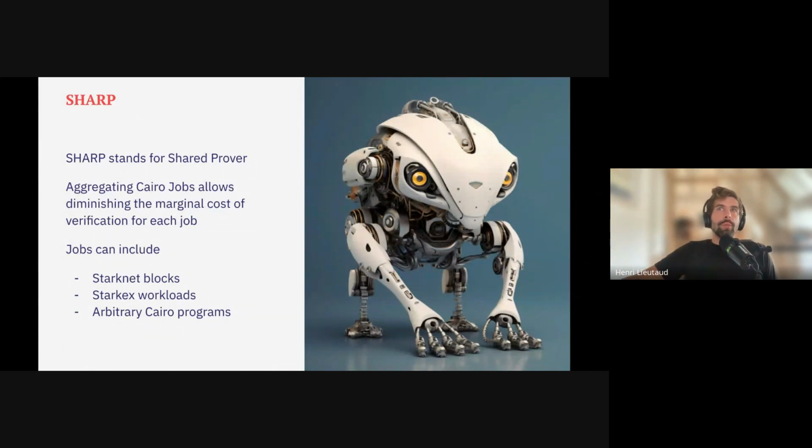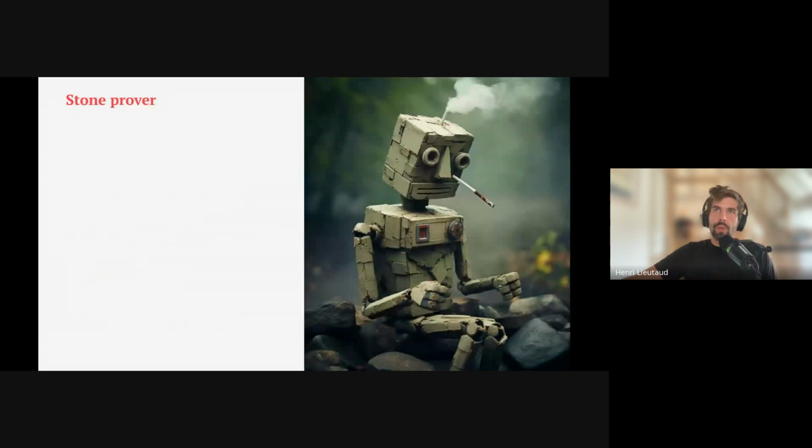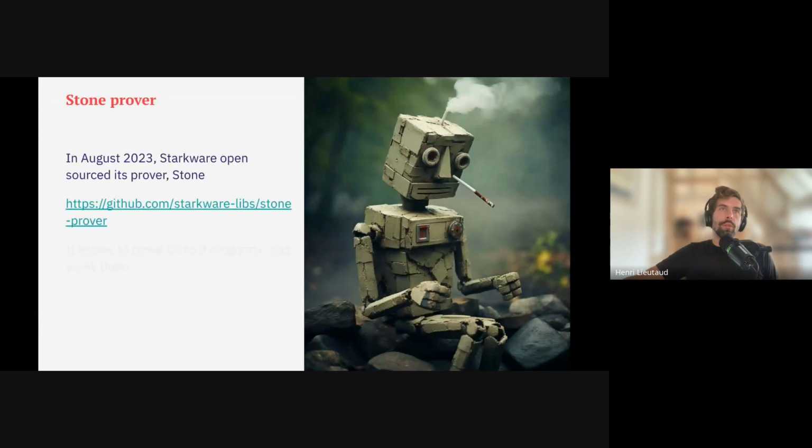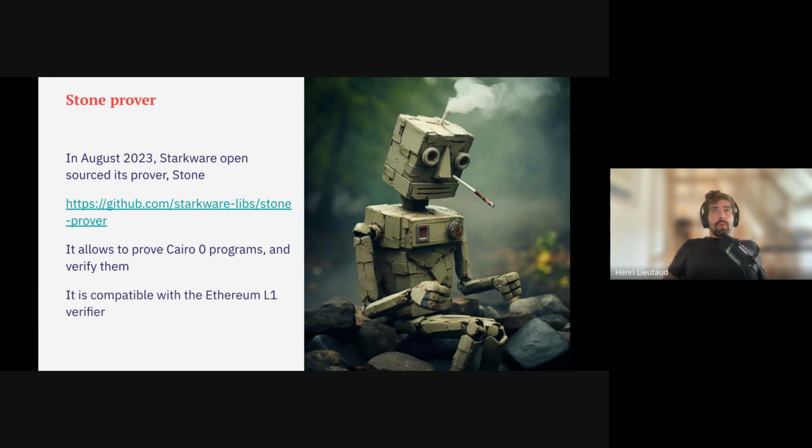So that's for Sharp. Sharp is in charge of aggregating Cairo jobs which get proven. Another important component is the Stone prover, which I think Pierre shared a bit earlier. The Stone prover was open sourced very recently, in August. It allows you to prove Cairo 0 programs. So if you have any kind of Cairo 0 program, and you could execute Starknet, for example, you can generate a proof that that program ran correctly.